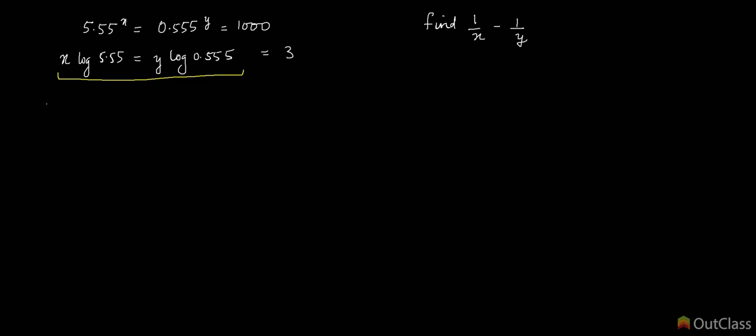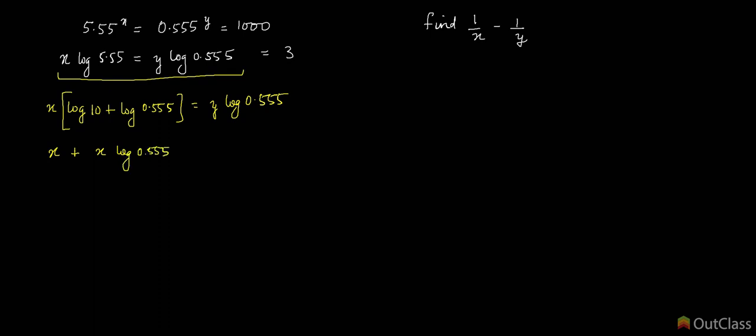We have x log 5.55, which can be written with 5.55 as 10 into 0.555. So it's going to be x times log 10 plus log 0.555 is equal to y log 0.555. Log 10 is nothing but 1. So it's going to be x plus x log 0.555 is equal to y log 0.555. Let's take log 0.555 to one side.